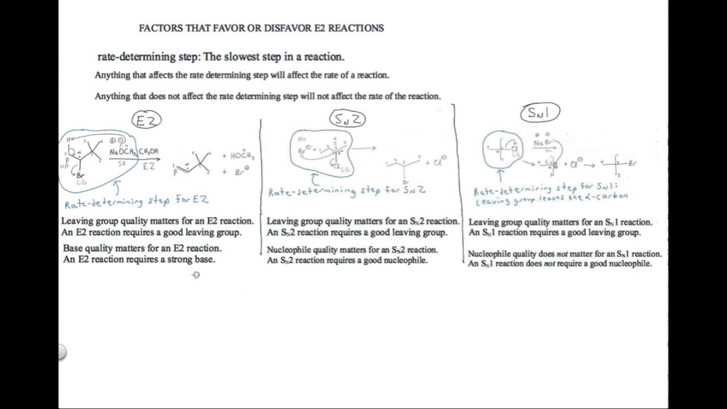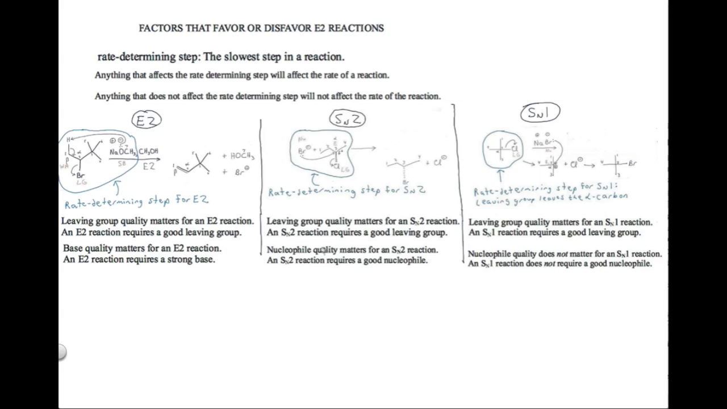So to summarize, leaving group quality matters for all three reactions. Leaving group quality matters for E2, SN2, SN1. All three of these mechanisms require a good leaving group. Base quality matters for E2, and E2 requires a strong base. Nucleophile quality matters for SN2, and SN2 requires a good nucleophile. But surprisingly, nucleophile quality does not matter for SN1, and SN1 does not require a good nucleophile.